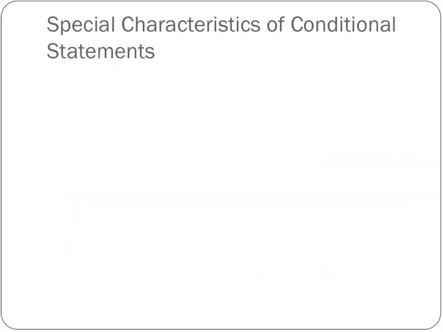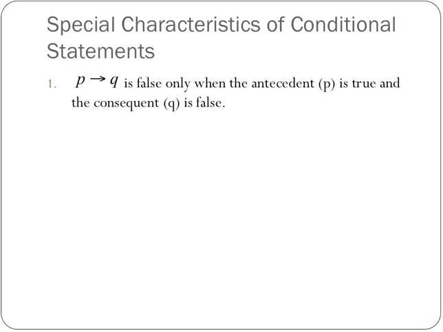All right, so 3 special characteristics of conditional statements. P implies Q, or if P then Q, is false only when the antecedent P is true and the consequent Q is false. That's the only case in which it is false. For the and statements and the or statements, we were talking about how to think about when it's going to be true and when it's going to be false. For and, both have to be true. For or, at least one has to be true.